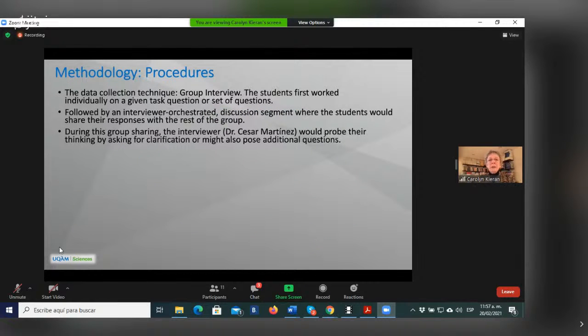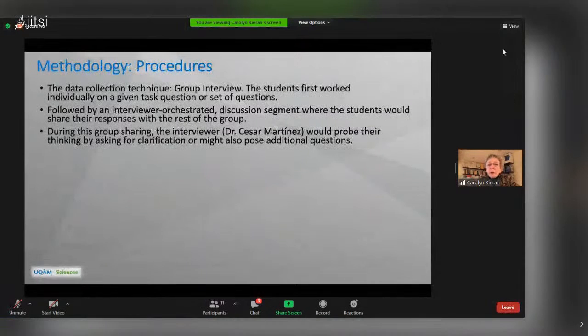The data collection technique was that of the group interview, where the students first worked individually on a given task question or set of questions. This was followed by an interviewer-orchestrated discussion segment where the students would share their responses with the rest of the group. During this group sharing, the interviewer, who was Dr. Cesar Martinez, would probe their thinking by asking for clarification, or he might also pose additional questions.